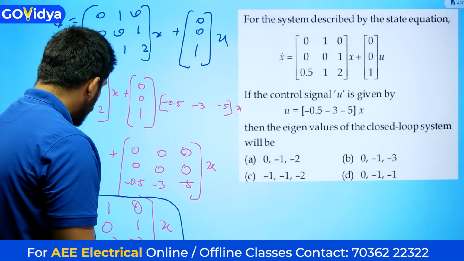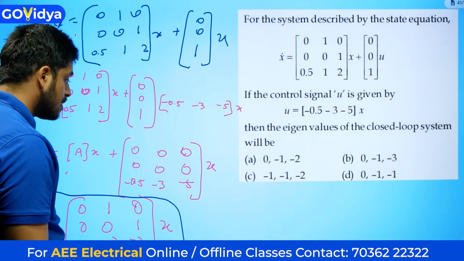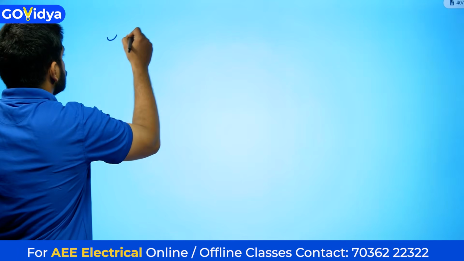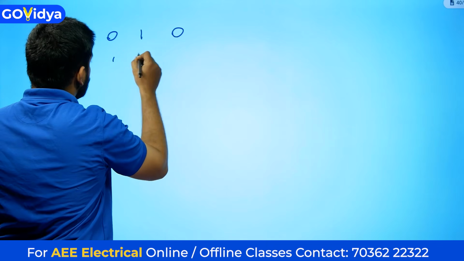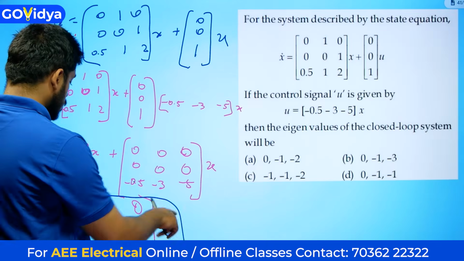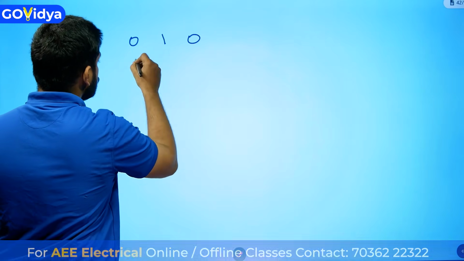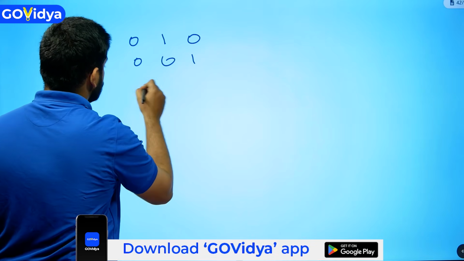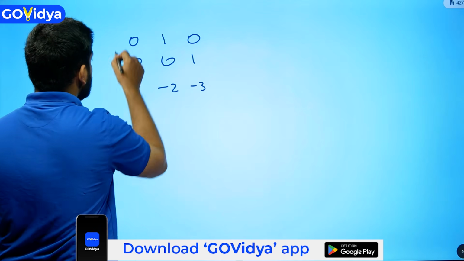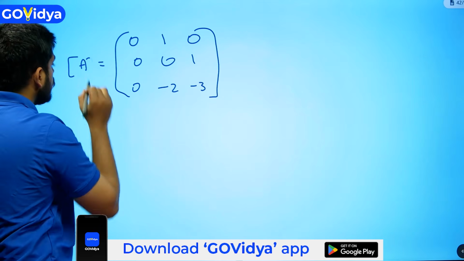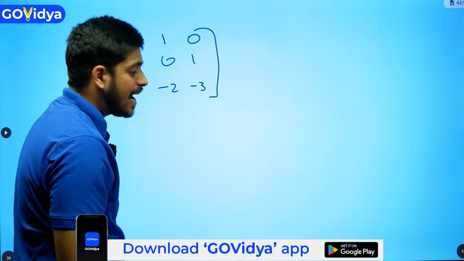So I have finally got a matrix. What is that matrix? [0 1 0; 0 0 1; 0 -2 -3] is my A state matrix, which we have got by solving that. Now directly we will find the eigenvalues for this.